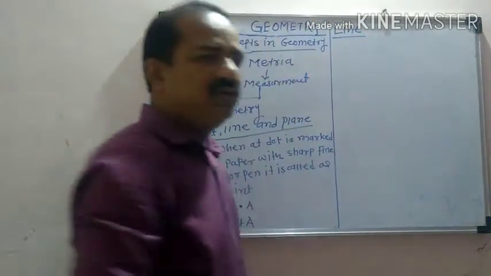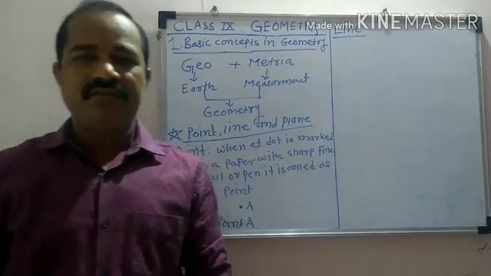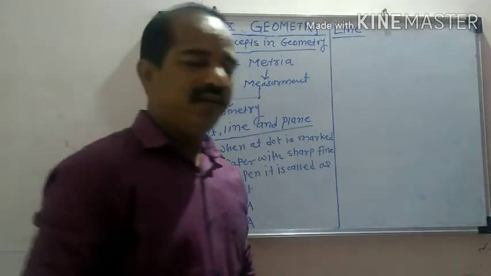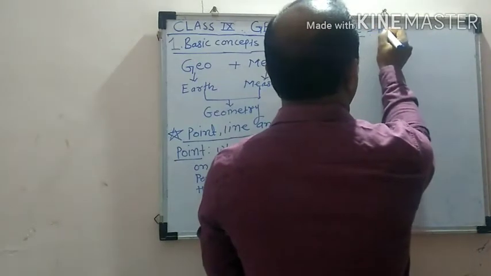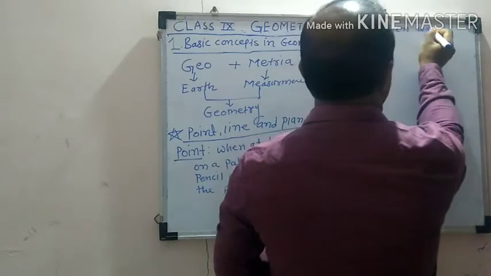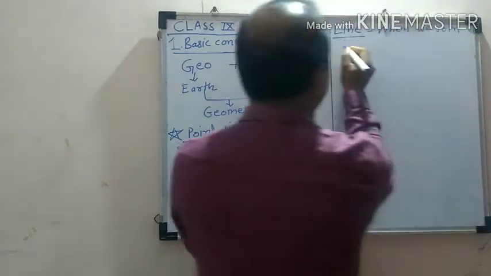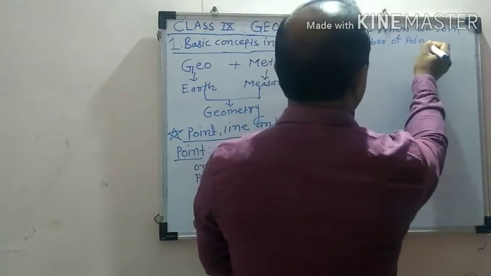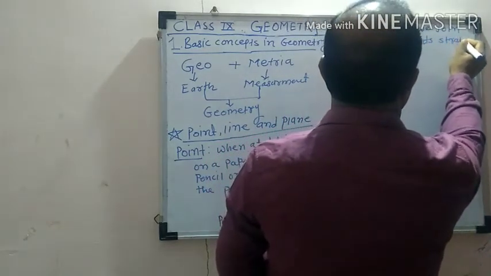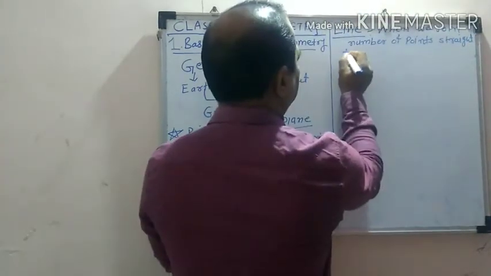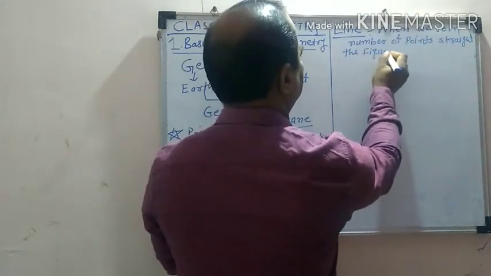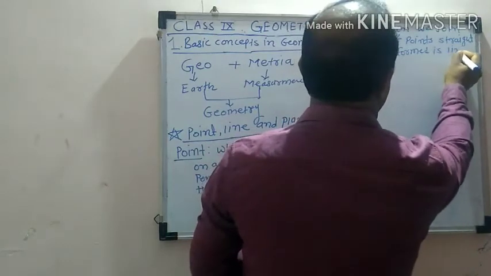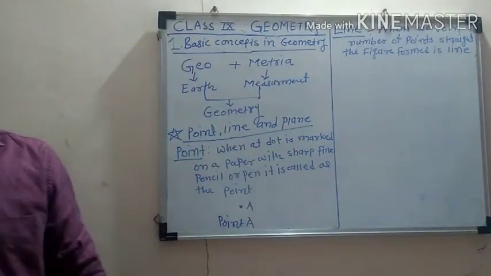Second is line. Line means what? When we join a number of points together straight, the figure formed is a line. The figure so formed is a line.